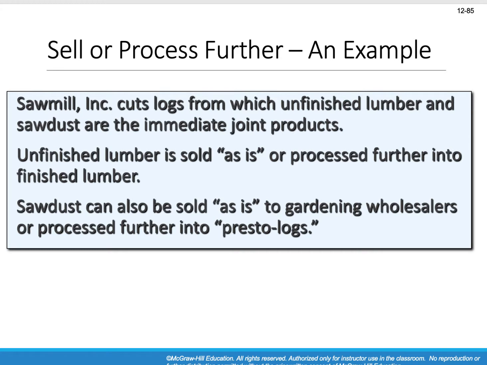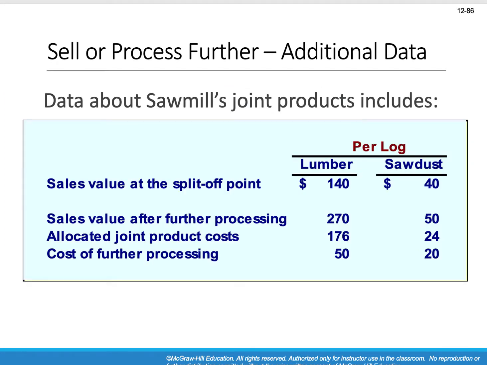So let's look at an example here. Sawmill Incorporated cuts logs from which unfinished lumber and sawdust are immediate joint products. Unfinished lumber is sold as is, or it could be processed further into finished lumber. Sawdust is sold as is, apparently sawdust is good for gardening, or they can take the sawdust, process it further, and turn it into Presto logs. I'm assuming a Presto log is something you put in a fireplace. Okay. So what do we look at?